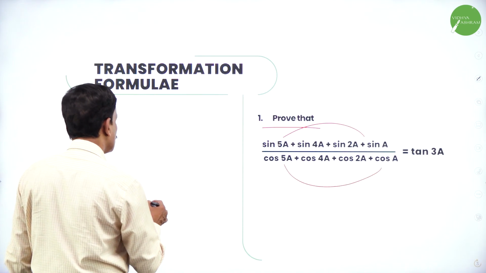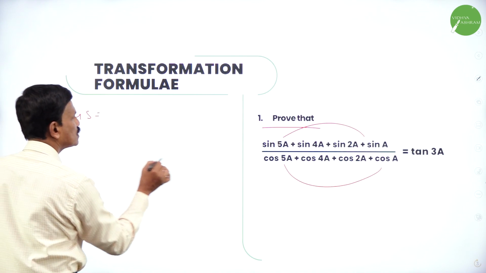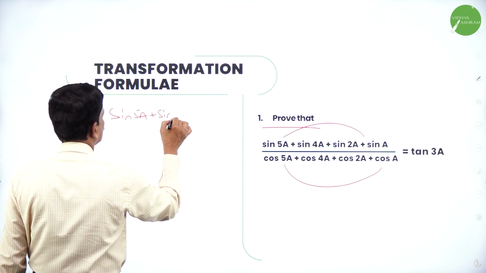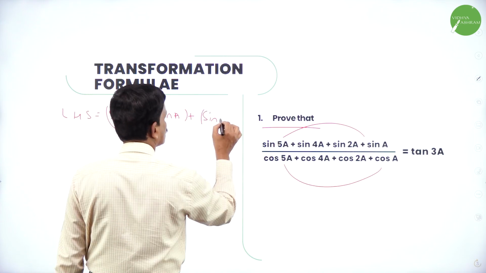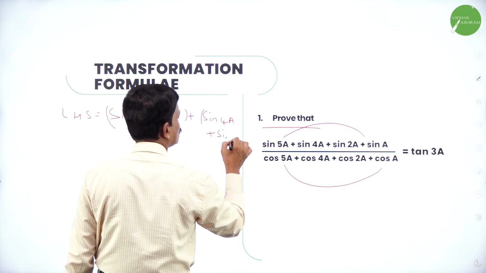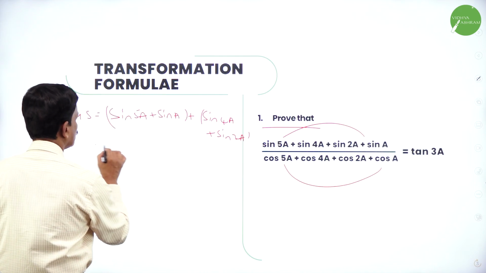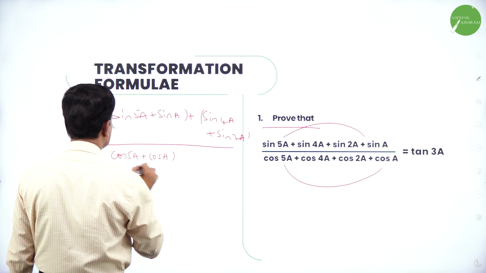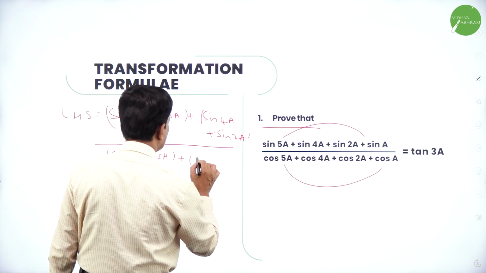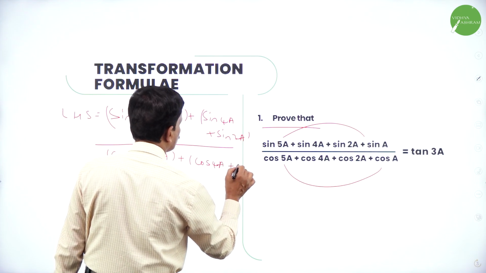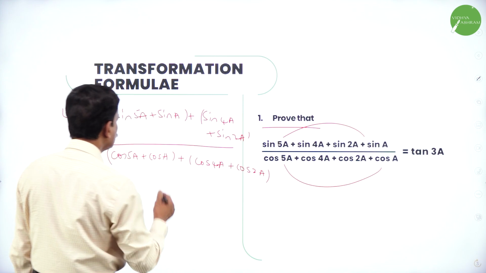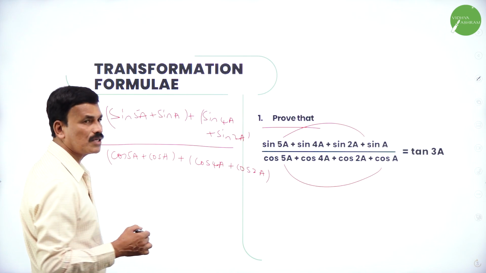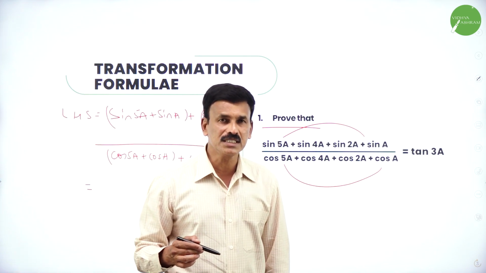Now taking LHS, write the LHS. Let us group these two. First, sin 5A plus sin A as one group plus sin 4A plus sin 2A another group, divided by, in the denominator, cos 5A plus cos A, this is one group, plus cos 4A plus cos 2A. Now, for the numerator, you can apply sin C plus sin D. For the denominator, cos C plus cos D.